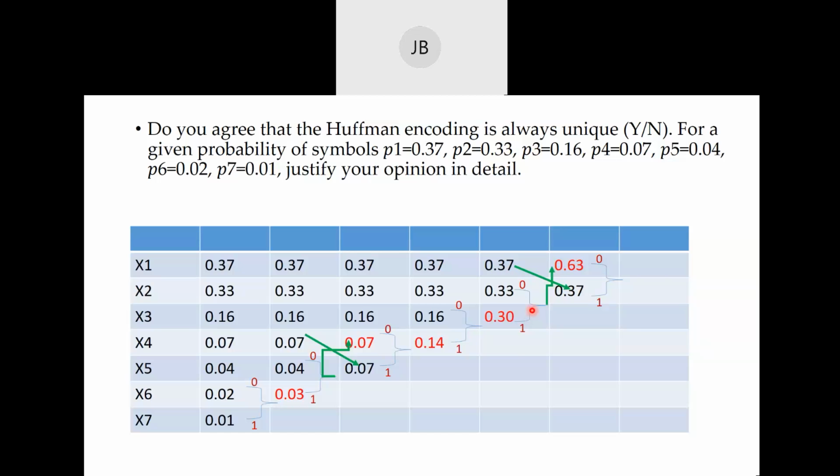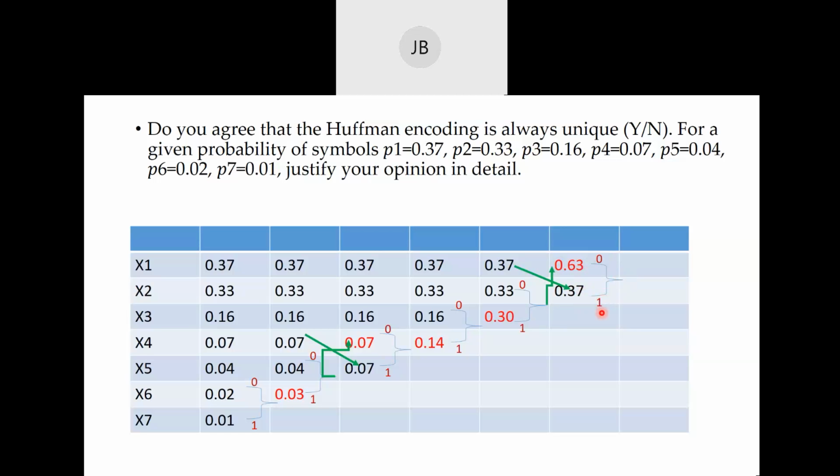So 0.63 will go to the top naturally because it is the highest valued element, and 0.37, which is in the previous step, will be carried forward here. This is again in the sorted order. Now we again combine these two and we get a value of 1, and that becomes the last step. There is nothing more to add. The top value is assigned 0 and the bottom value is assigned 1.